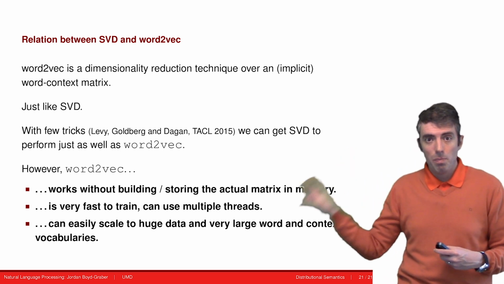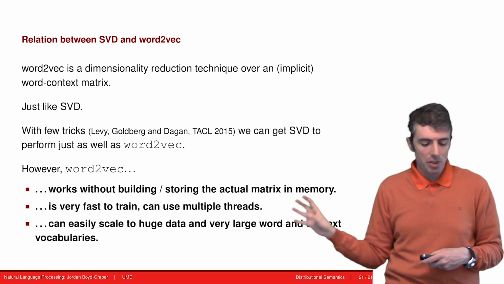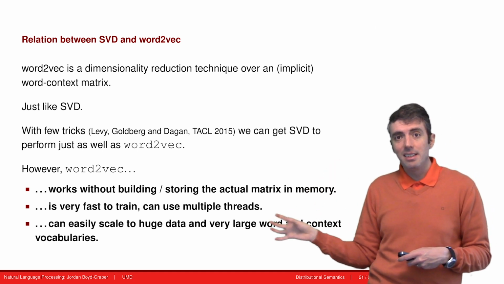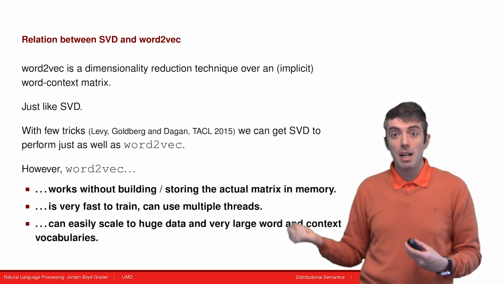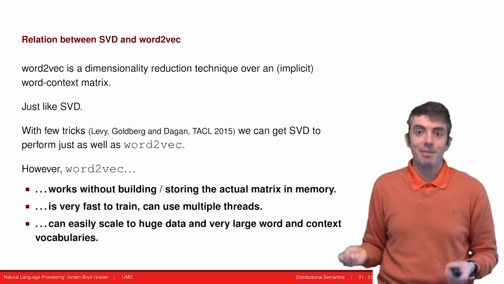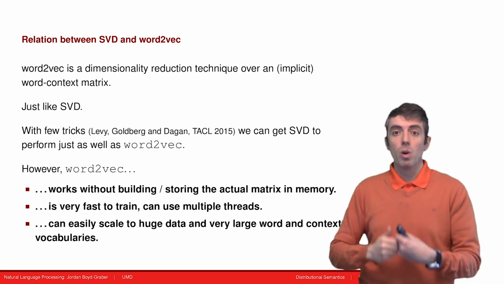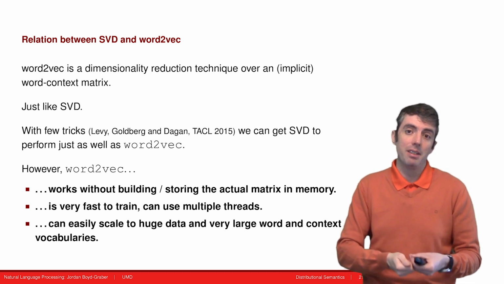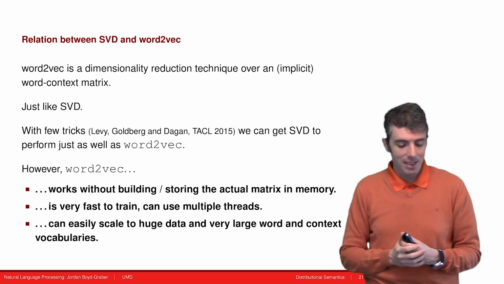You can build, train, and test models all on a single machine with multiple threads, and it can easily scale to very large vocabularies on relatively modest hardware. This is why Word2Vec is still popular, still often used, and why most of the word representation work builds on top of things like Word2Vec rather than things like SVDs.